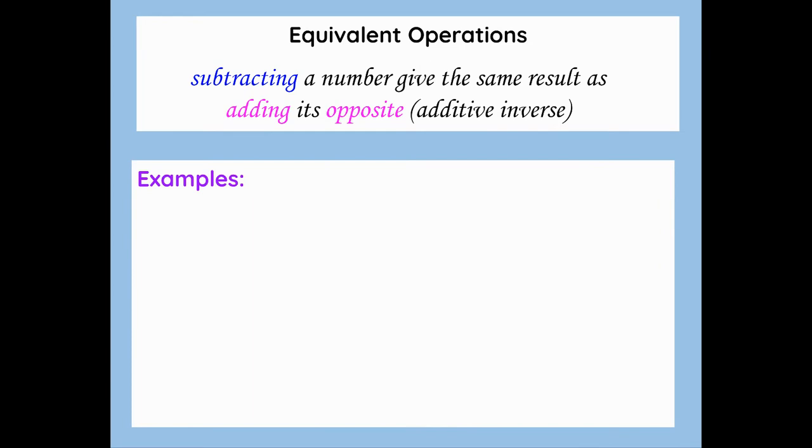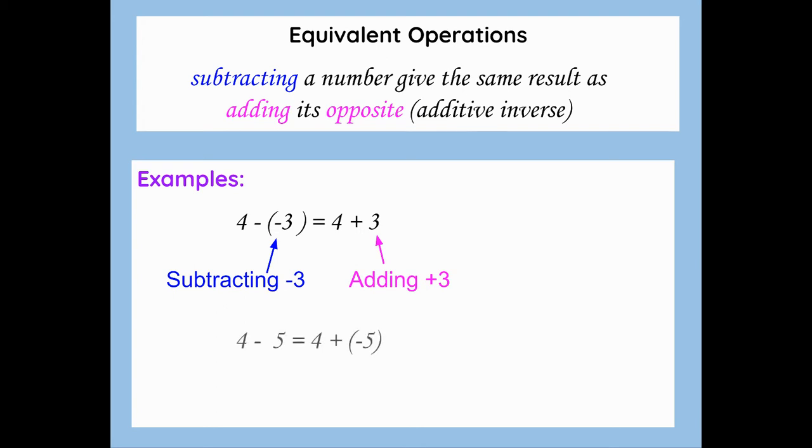Here are some more examples. 4 minus a negative 3 is the same result as 4 plus a positive 3. Subtracting a negative 3 produces the same result as adding a positive 3. And 4 minus 5 is equal to 4 plus a negative 5. Subtracting a positive 5 will give you the same result as adding a negative 5.